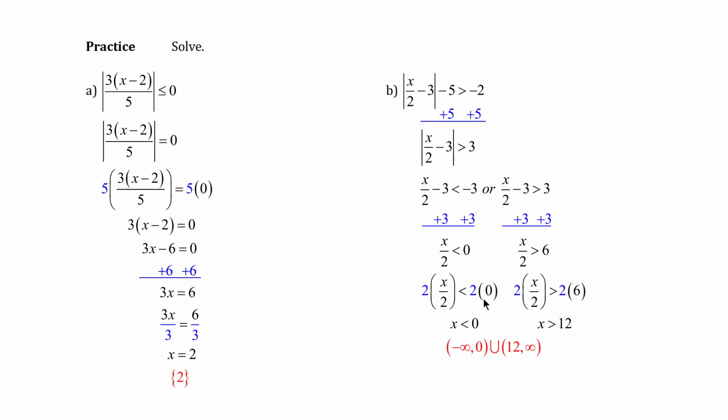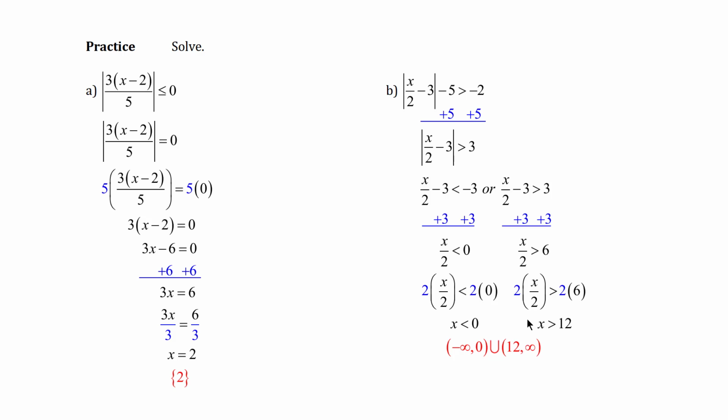For the first inequality, we have 2 times x over 2 less than 2 times 0. For the second inequality, we have 2 times x over 2 greater than 2 times 6. Simplifying the left-hand side for both inequalities, we have 2 times x over 2 simplifies to just x. And on the right-hand side of the first inequality, we have 2 times 0 is 0. And on the right-hand side of the second inequality, we have 2 times 6 is 12.